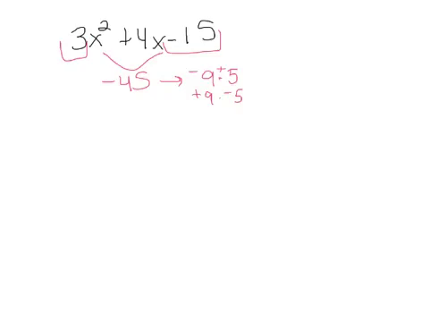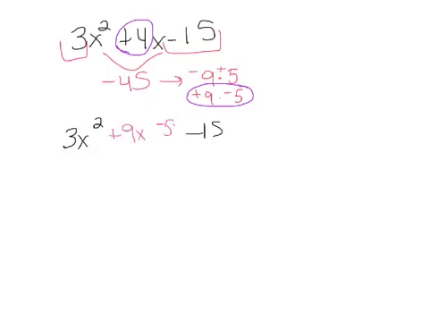Looking at the middle term of positive 4, it would need to be this value. So I would split into 3x squared, keep the minus 15. My center number would be plus 9x minus 5x. And this is good because I can show you a situation with the negative in the middle. I would put the plus sign in the middle.